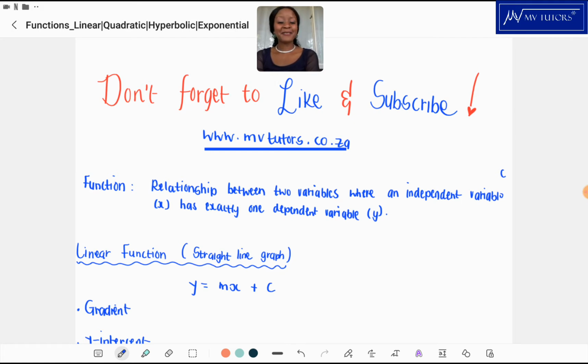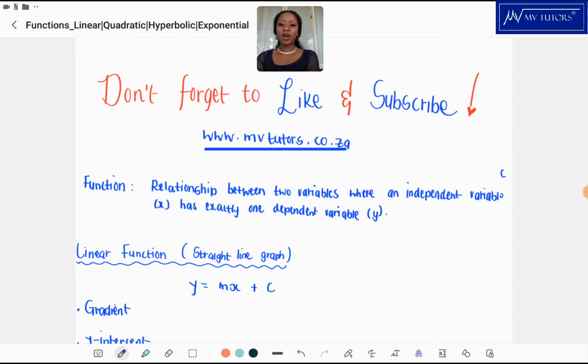So, what is a function? Alright, so basically it is the relationship between two variables where an independent variable, independent x, okay, the x-axis, so x values are independent, and that independent variable has exactly one dependent variable. So that is what makes it a function.